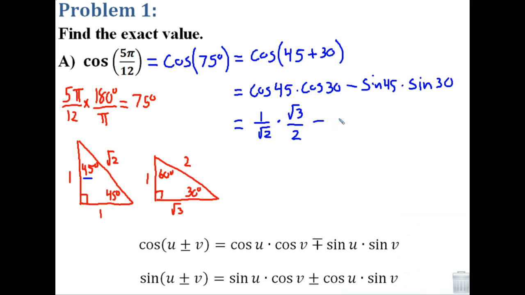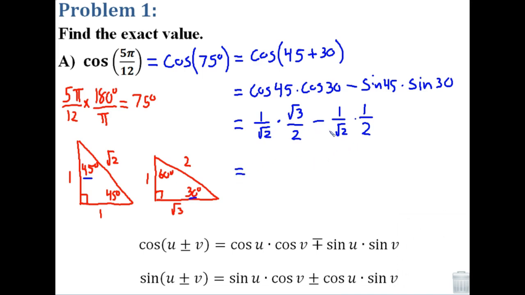Then we'll subtract. We need to figure out the sine of 45. Sine is opposite over hypotenuse, so we'll go 1 over root 2, times the sine of 30. That would be an opposite 1 over hypotenuse 2 for this 30-degree angle here. So times 1/2. Okay, let's start putting this mess together here.